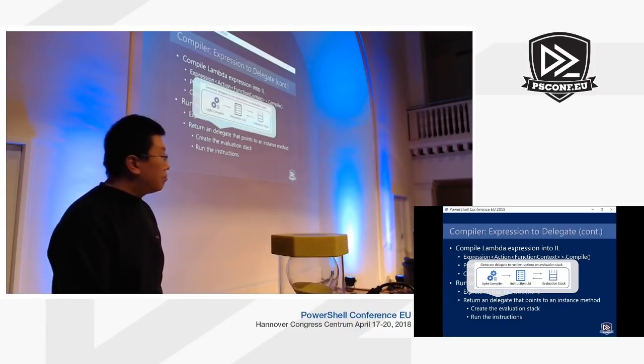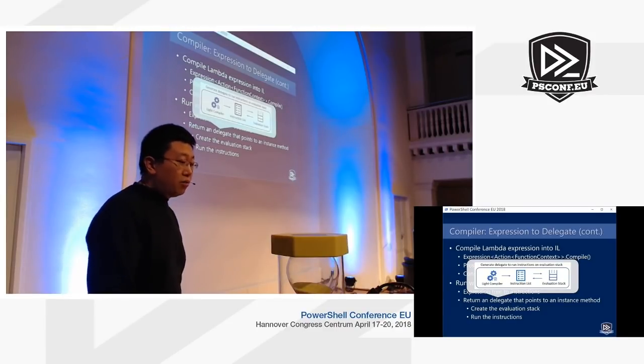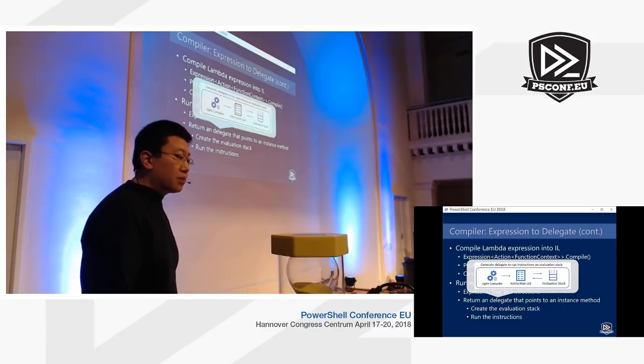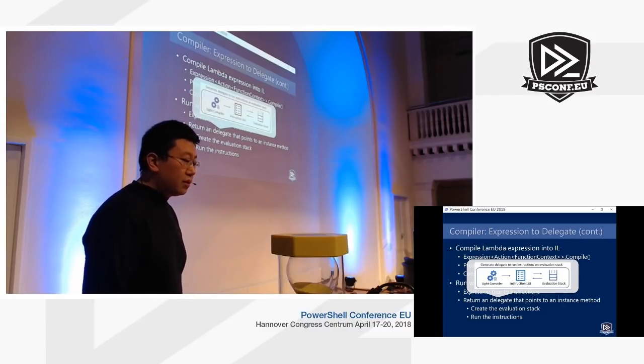PowerShell takes advantage of both approaches when running the Lambda expression. By default, PowerShell will run the Lambda expression with the interpreter. This is because it's usually too expensive to compile the Lambda expression into IL. Even though you would produce much more efficient code, it takes too long to generate the delegate in the first place, so it becomes useless.